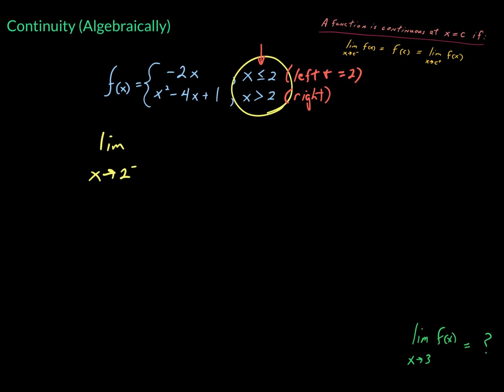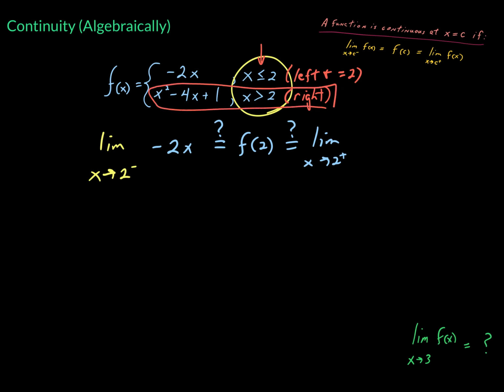So on the left-hand side, we are going to use the function negative 2x. I'm just going to plug it in. We want to see if that equals f of 2, and we want to see if that equals the limit on the other side, the right side of 2. What do we use on the right side of 2? We use this function, x squared minus 4x plus 1. Let's evaluate. Plug in that 2 right there.